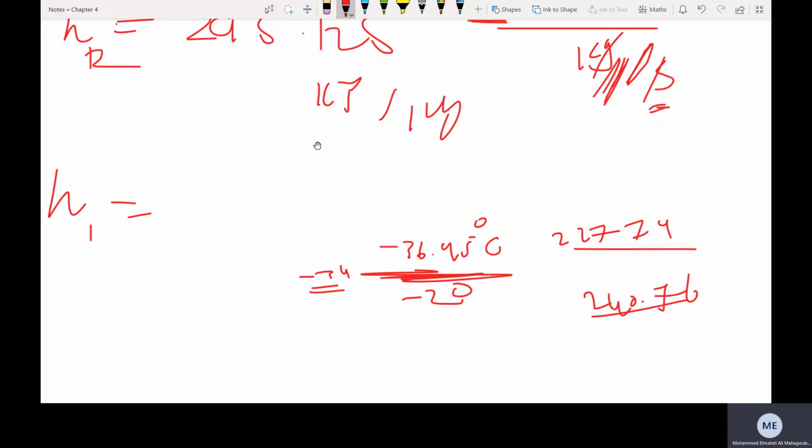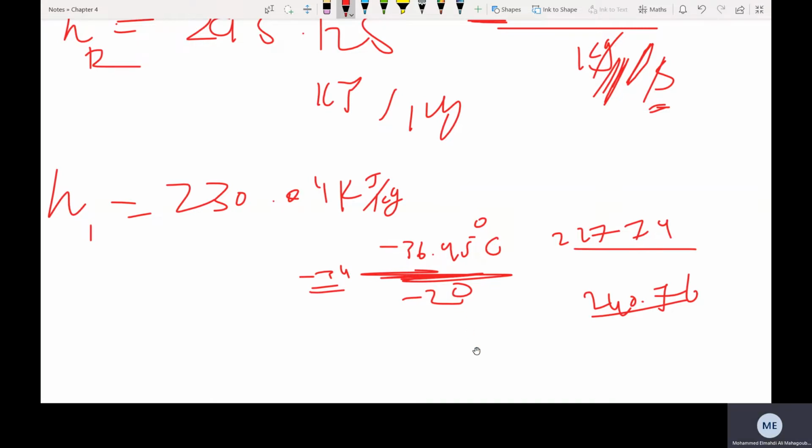So what is H1? Yeah, it is 230.04 kilojoules per kilogram. That is our enthalpy at point 1. We found the enthalpy at point 2, we found the enthalpy at point 3 before, and the enthalpies at points 3 and 4 are the same. So now we are ready to find the refrigeration load very easily.